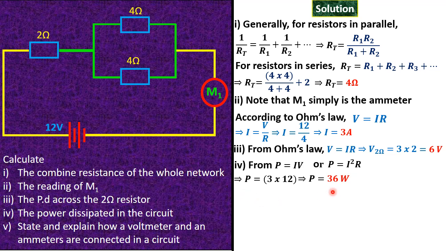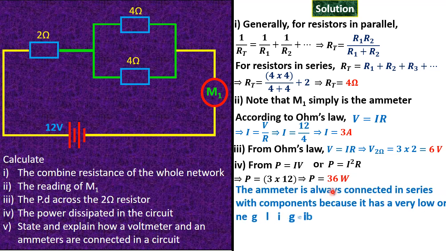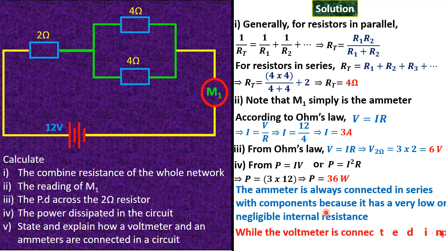Then if we go to the next question, which is to state and explain how a voltmeter and an ammeter are connected in a circuit. Generally, an ammeter is connected in series because it has a very low or negligible internal resistance, while a voltmeter is connected in parallel because it has a very high internal resistance.